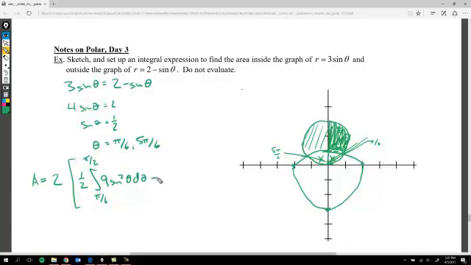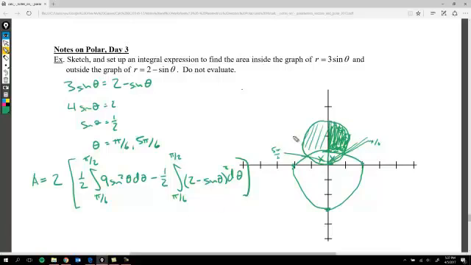Now I need to subtract the area that I do not want, which is part of my other shape. So I need to represent that area with another 1/2 integral. I'm going from pi over 6 to pi over 2 of my radius, so 2 minus sine of theta squared d theta, close parentheses.